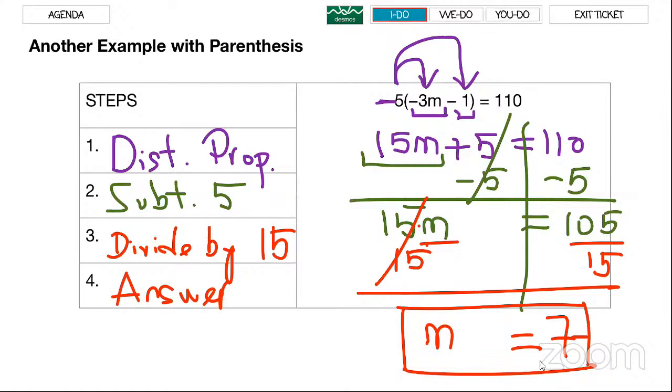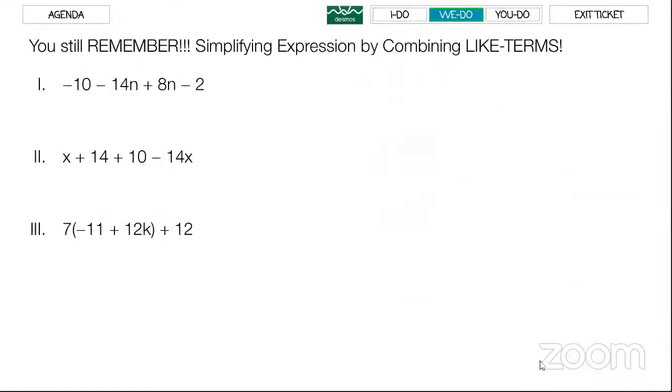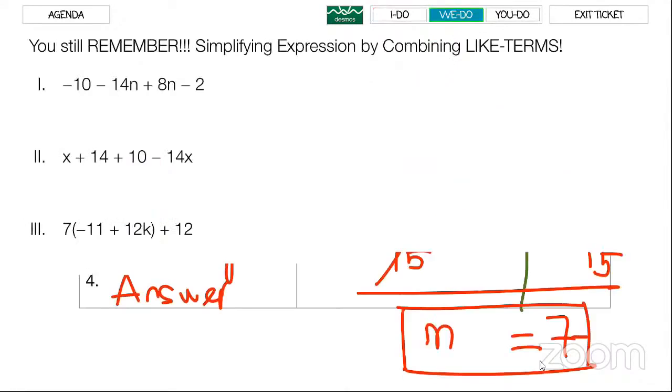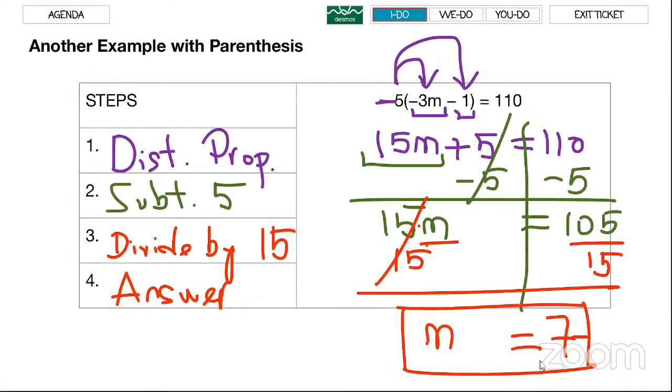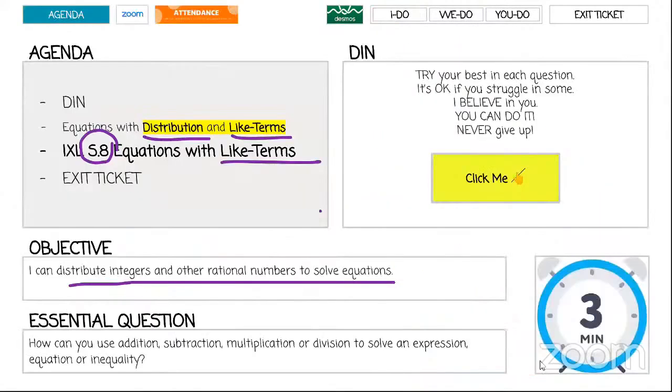So let's see what we have on the next slide. As you can see in the agenda, the first thing was applying the distributive property, and now we're going to talk about like terms. What happens if you see like terms in equations? That means you need to do this simplifying.